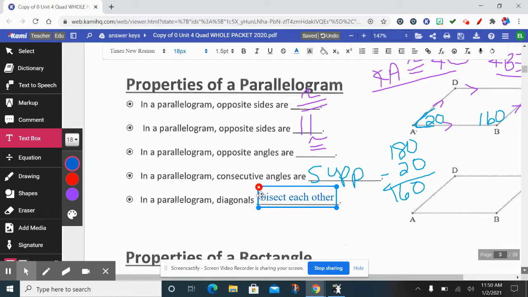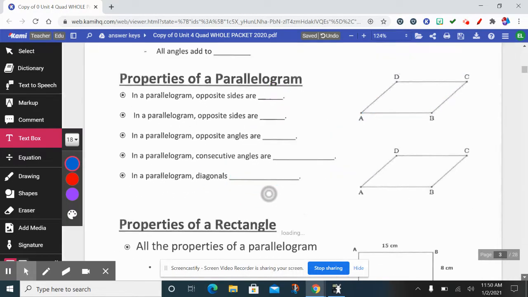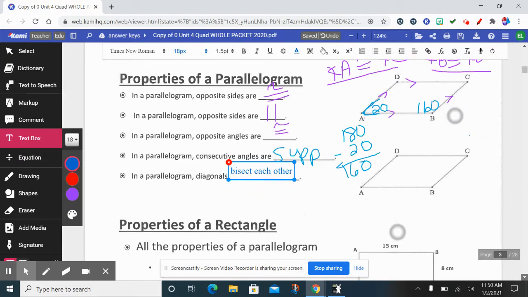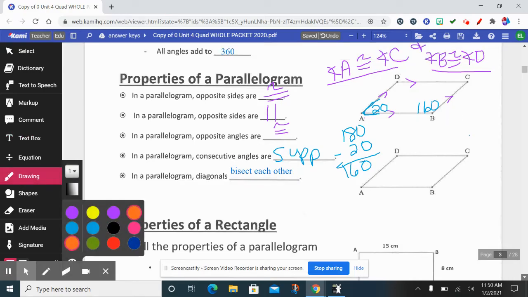So those are the first 5 most important facts about a parallelogram. All right. I am going to use the second picture again to draw in those diagonals. So if I have diagonal AC intersecting diagonal BD at a point, let's call it E, then we know that A to E would be congruent to EC, and also DE would be congruent to BE.